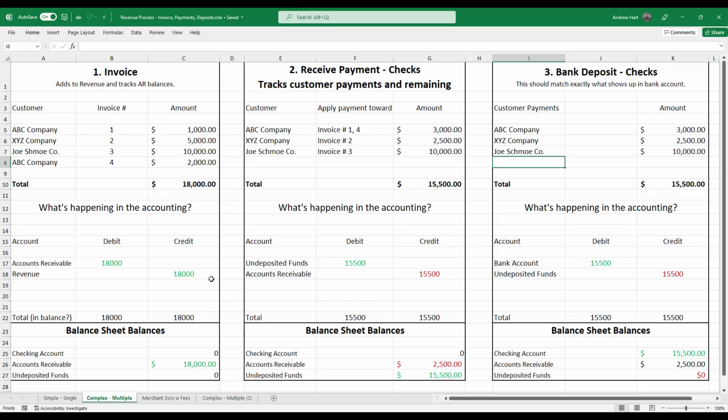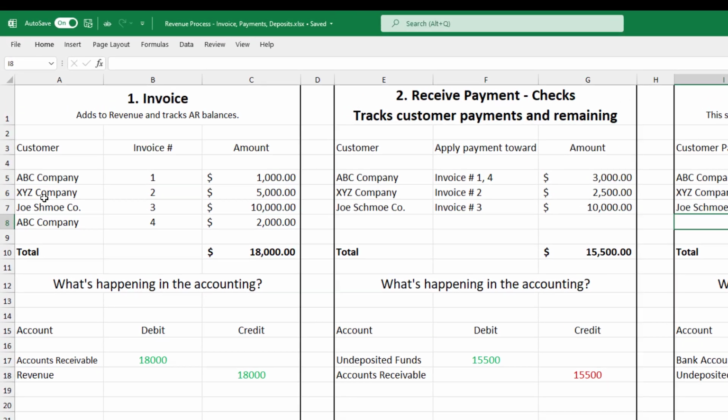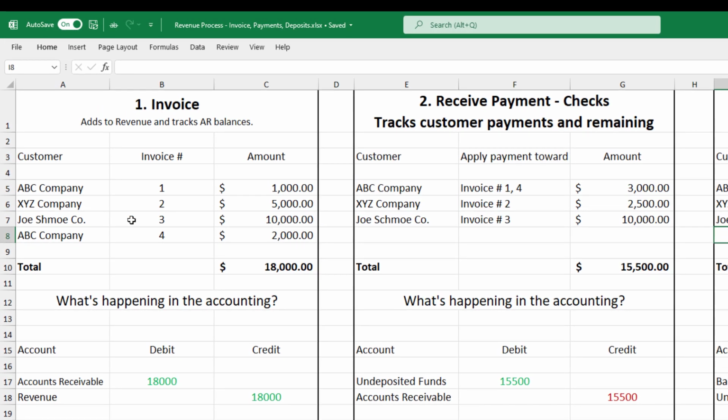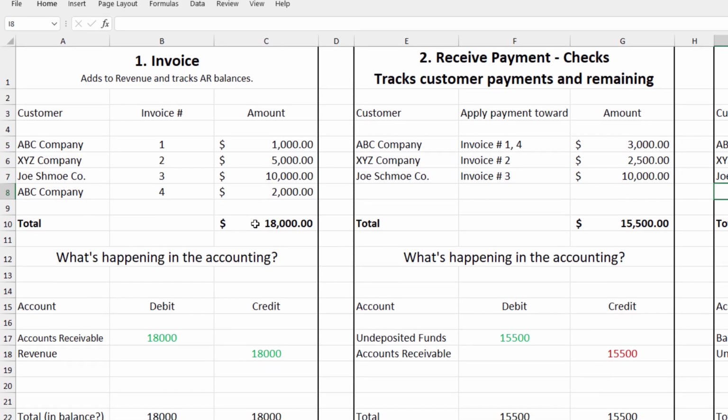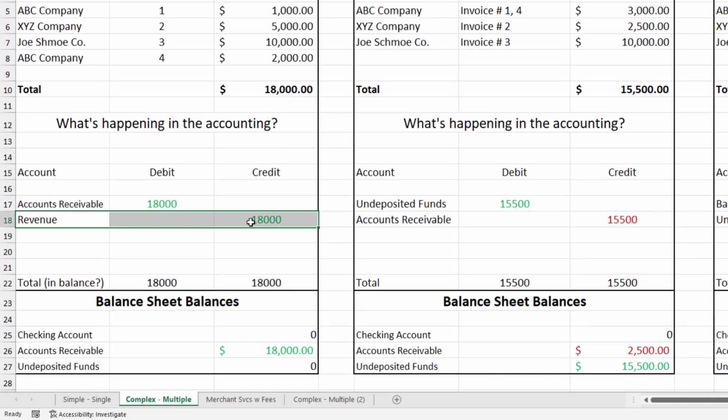All right, let's get a little more complicated here. Right over here, we got a few more things going on, golly. So we have a few customers involved with multiple invoices, and ABC has two invoices to themselves. But let's see what's going on here. So total invoice amount, that's the revenue, is $18,000. We can see that right down here. Revenue is $18,000 and it's being tracked in accounts receivable.